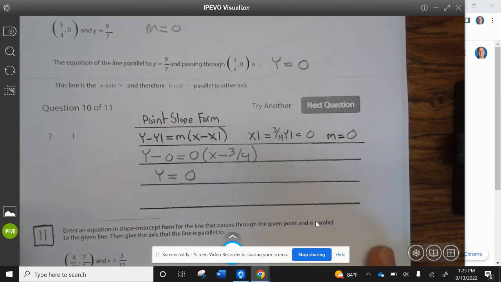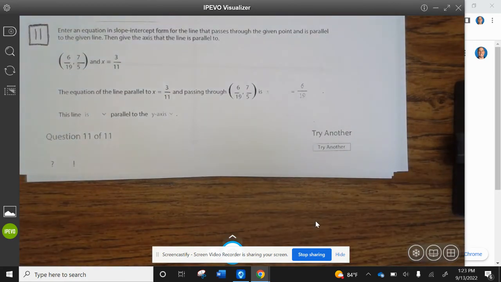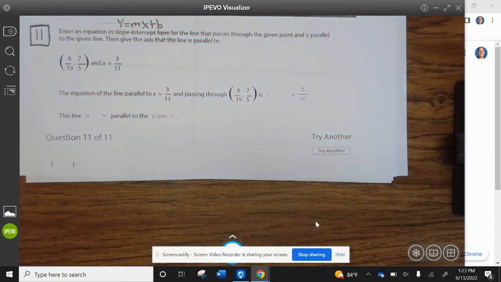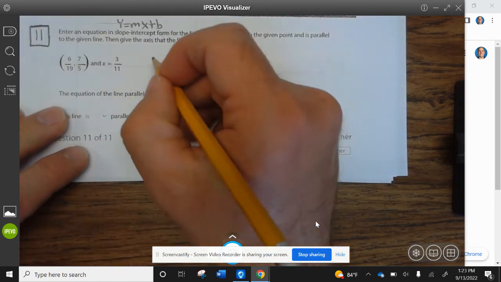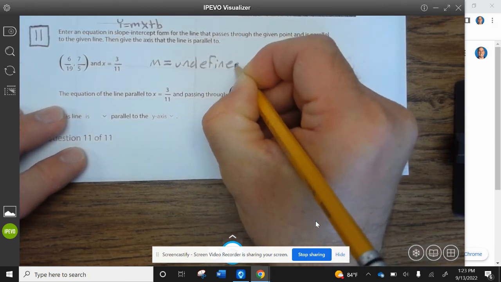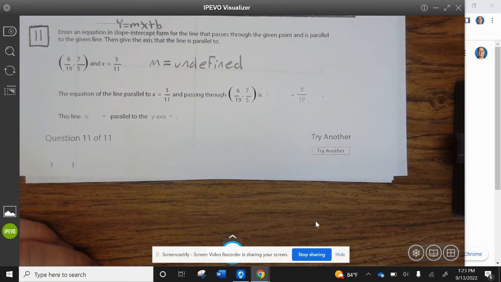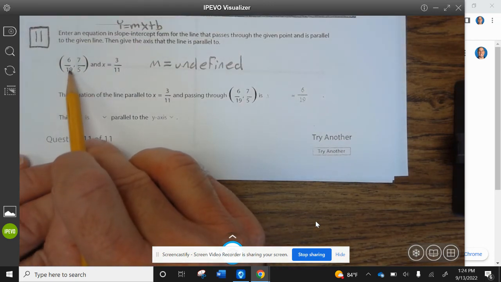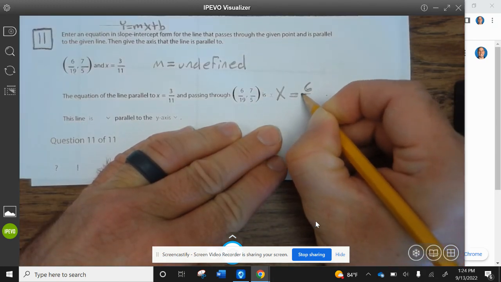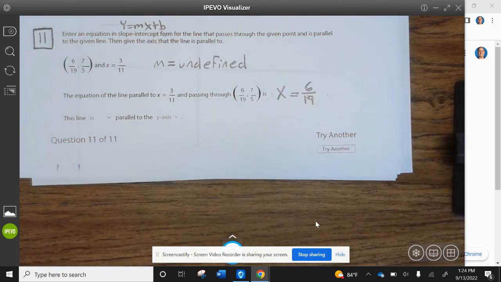All right, last example. Enter an equation in slope-intercept form, y equals mx plus b, for the line that passes through the given point and is parallel to the given line. Then give the axis that the line is parallel to. If it's x equals, the slope is undefined. You can't use point-slope form, okay? We just know that the equation is the x number, so x equals 6 divided by 19. The line is parallel to the y-axis.